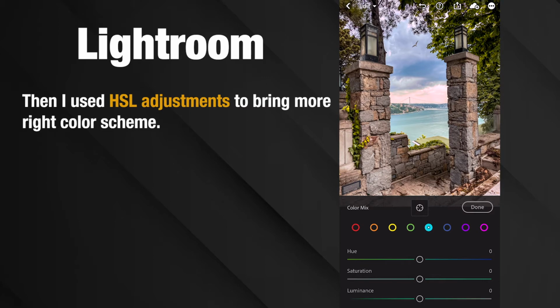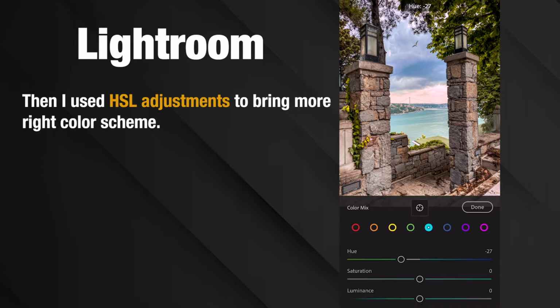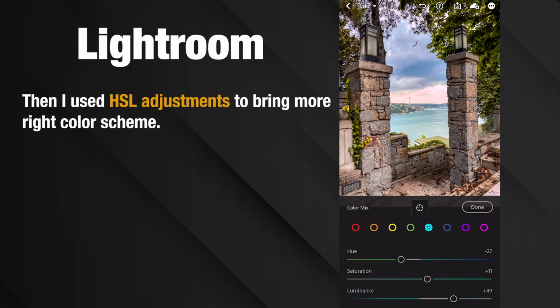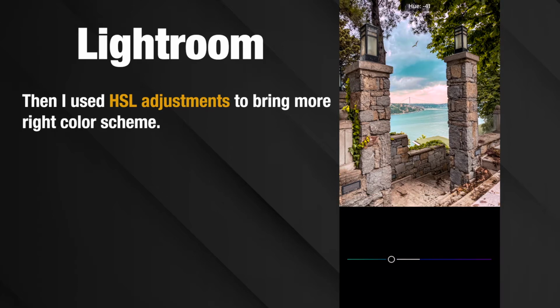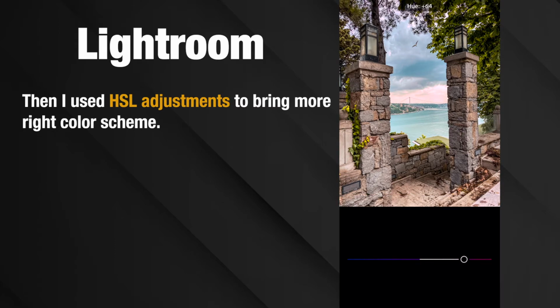So I continue with the cyans, because you see in the water, in the sea, there is more cyan. So I want to apply to the sea. I use a bit of luminance to brighten up. So I want to balance the color with the sea and the sky. So I use blues. If you swipe to the left, you are going to see a bit of cyan. And if you do it to the right, you are going to see a more purplish color.